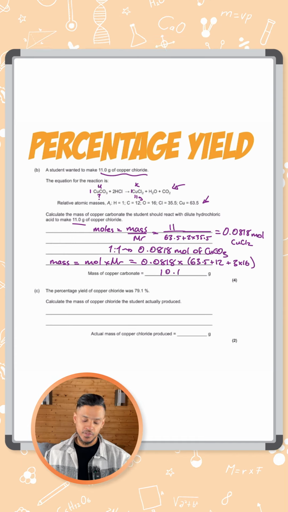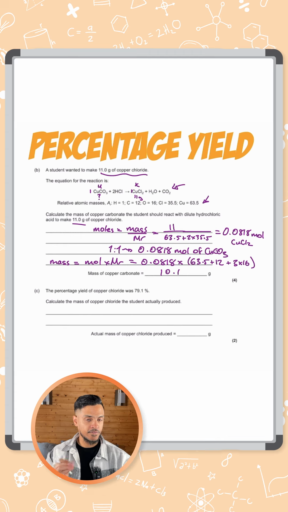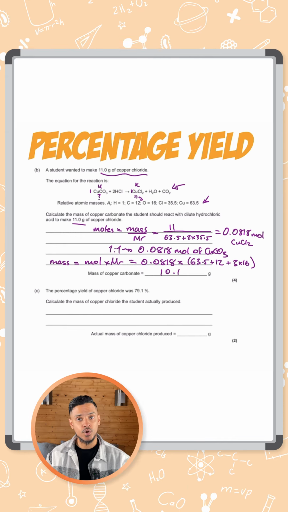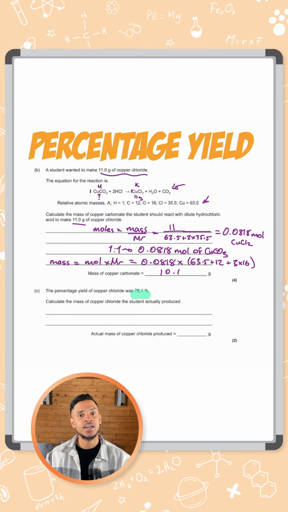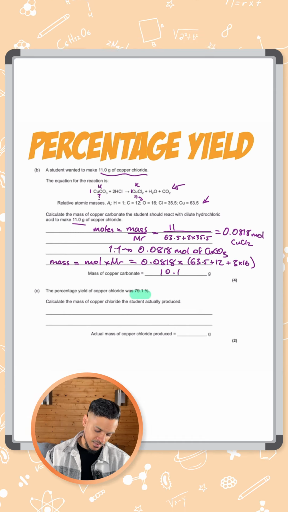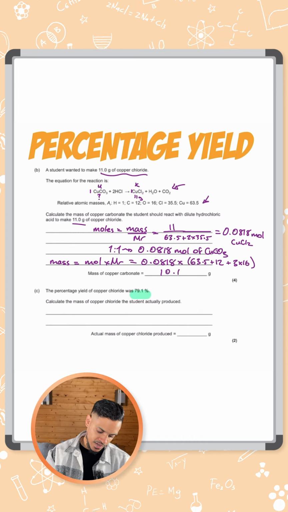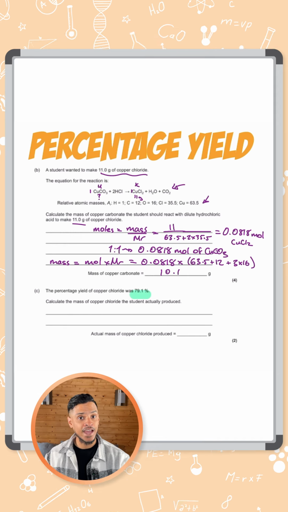Okay, so the second part of the question is a percentage yield question. The first one was just a reacting mass mole calculation. Here it says the percentage yield of copper chloride is 79.1%. Calculate the mass of copper chloride that the student actually produced. So that's the actual yield.